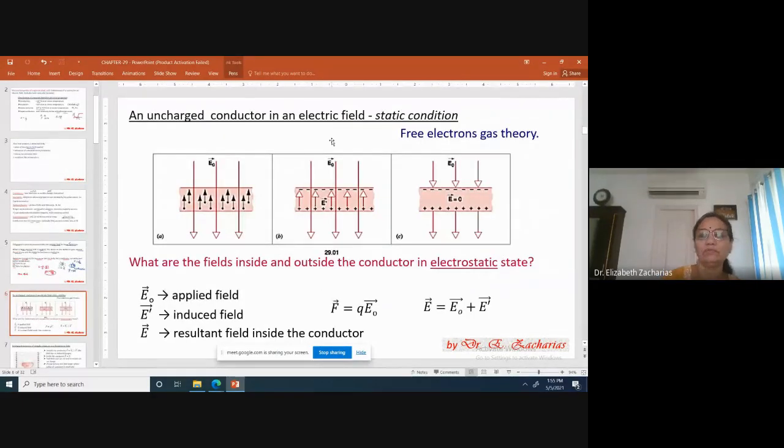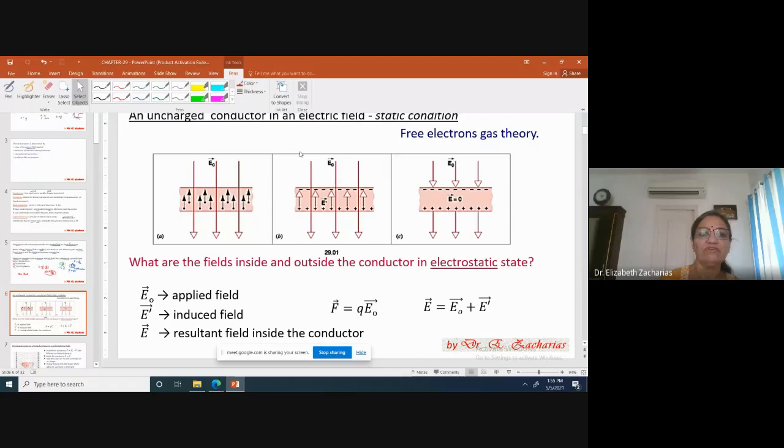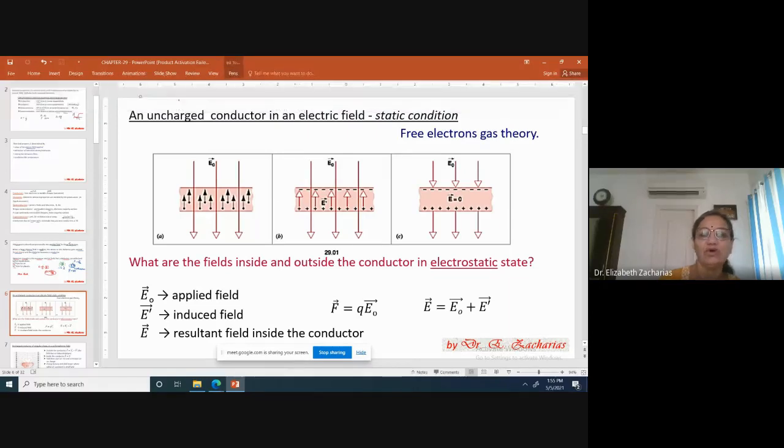Okay, now let us go to the electrical properties and let us study static conditions. First, we are going to see static conditions of a conductor. We are going to look at how a conductor behaves when you apply an external electric field, in the static condition. Static means the charges finally take some positions, they remain at rest, and everything is constant after that. So we are going to study the static condition.